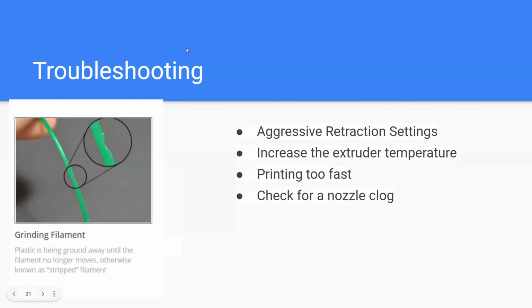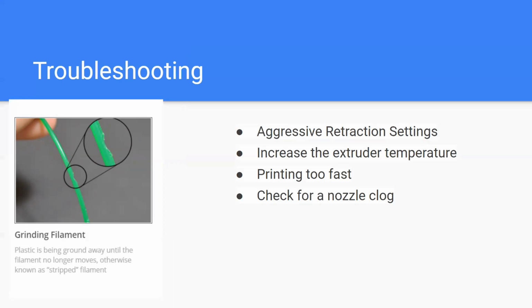Next up here, grinding filament. This is going to occur in that gear drive there. So these other ones you would see on the print bed, this you're just going to hear first. Then you're not going to have any filament extruding. And then once you open it up, you'll see what basically looks like tooth marks on your filament there. So there's a couple of reasons this could happen.